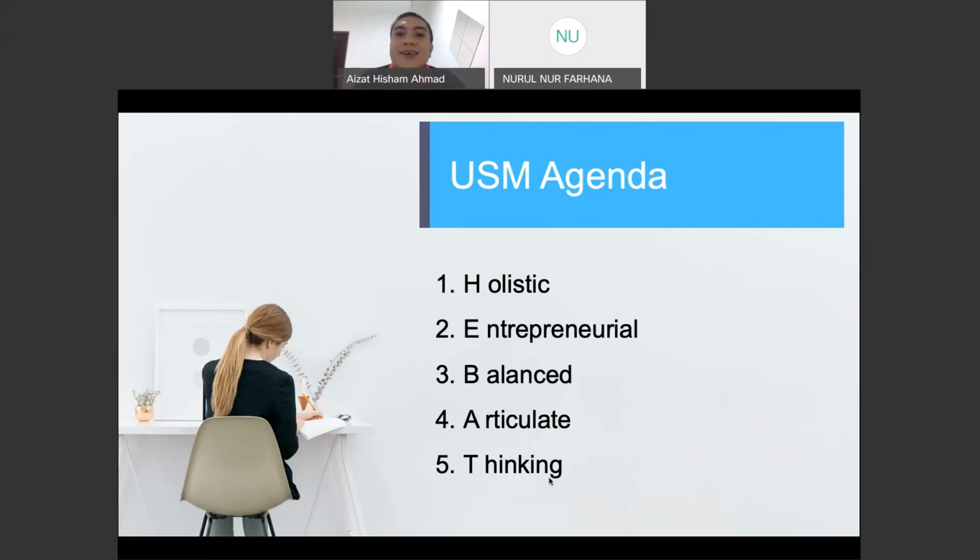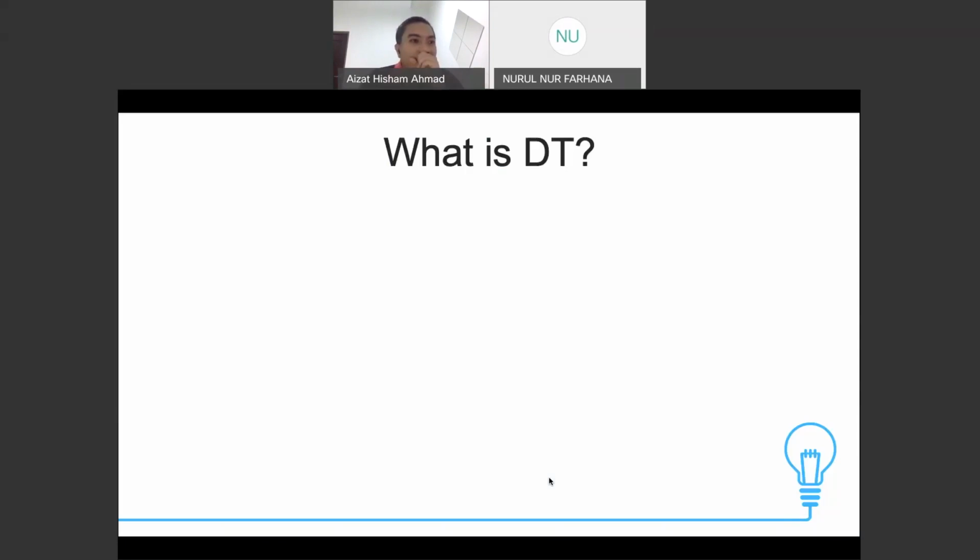Okay, so that's the USM agenda, and the Hebat Development Center has now been established specifically to encourage the hebatness. Hebatness is greatness of our students who are going to be graduates, who are going to be joining the society in the future. So when you understand the USM agenda of Hebat, then it's going to be much easier for you to understand also about design thinking in this session.